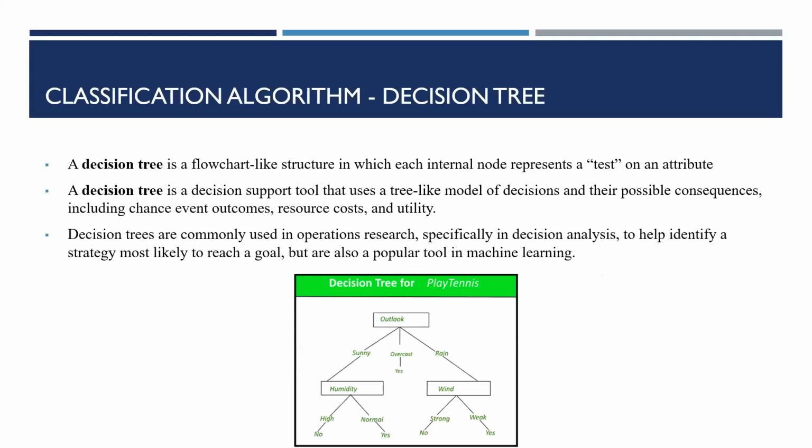on an attribute. A decision tree is a support tool which uses tree-like models of decisions and their possible consequences, like chance event outcomes. A chance event node, represented by a circle, shows the probability of a certain result. Decision trees are commonly used in operations research and decision analysis.